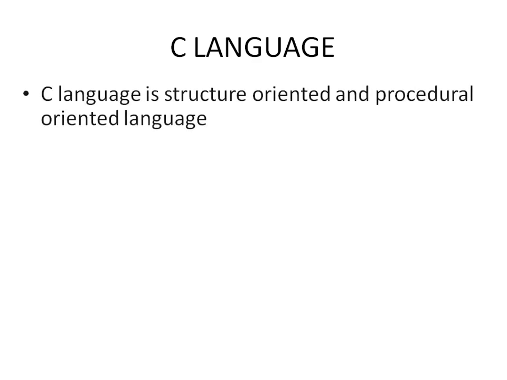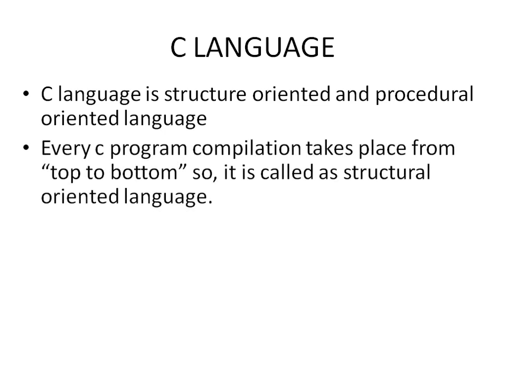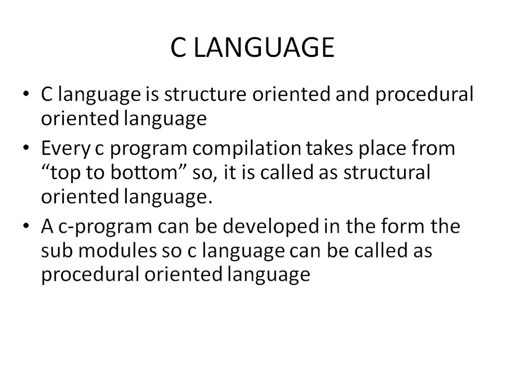And first, what does C language mean? It is a structure oriented as well as procedure oriented language, because it follows a certain structure as well as a procedure. Every C program compiles from top to bottom, from the starting line to the ending line. So it is a structure oriented language. It has a definite structure. And it is a procedure oriented language because we can develop submodules.